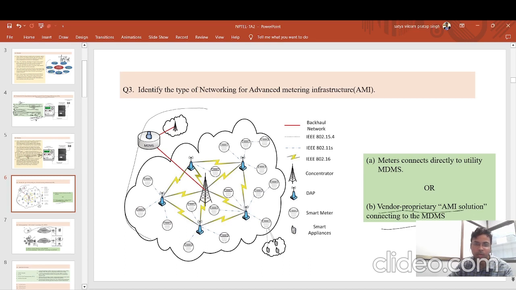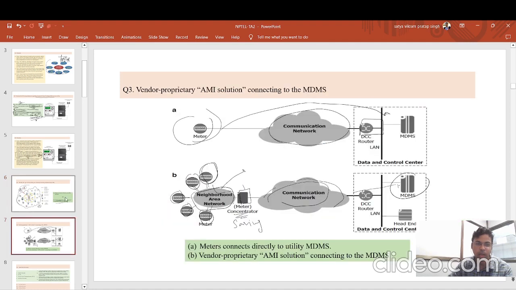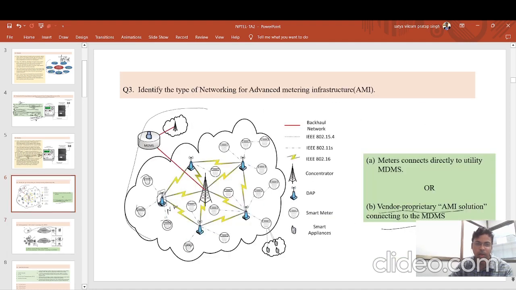Why? Because if you see, there are multiple smart meters connected to a local data management system, that is this NAN, and then the data is sent to a communication network, then it is transferred to this MDMS, and then to further processing. So this smart meter is not directly connected to the MDMS through a communication channel. In between there are some networks also. So it is the vendor proprietary AMI based solution.